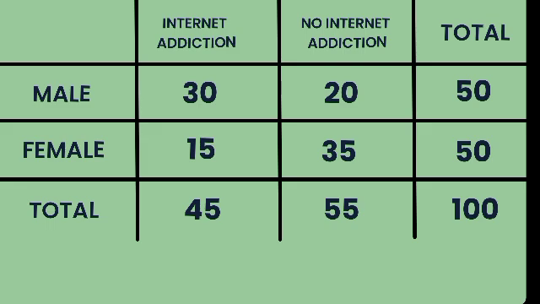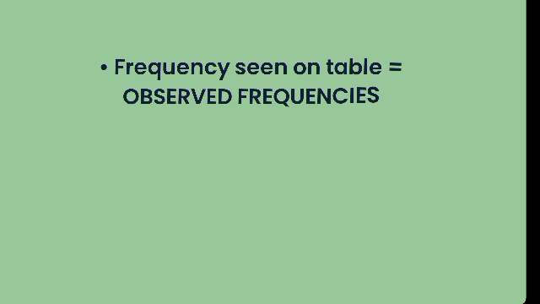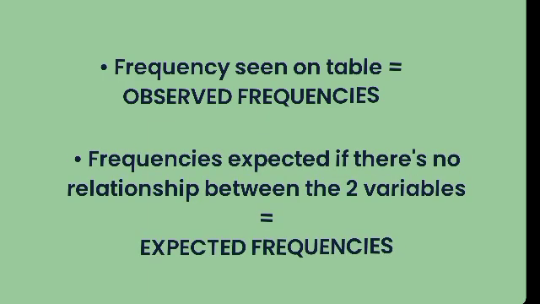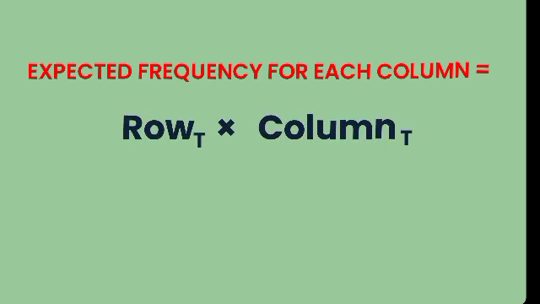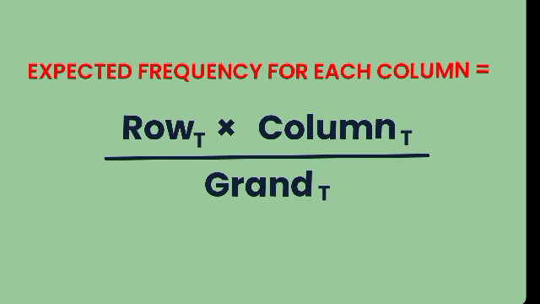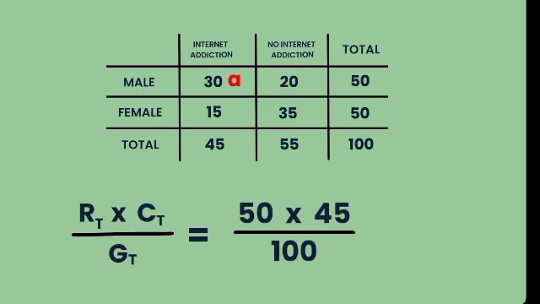Then we will have to determine our expected frequencies. The frequencies we see on the table are the observed frequencies. Then the expected frequencies are the frequencies that are expected if there is no relationship between the two variables. Expected frequency for each cell is determined by multiplying the row total by the column total and dividing everything by the grand total. So if we look at cell A, the row total is 50 and the column total is 45. 50 times 45 divided by 100 will give us 22.5. So we do the same for all the cells.